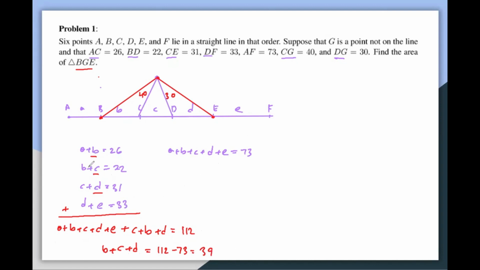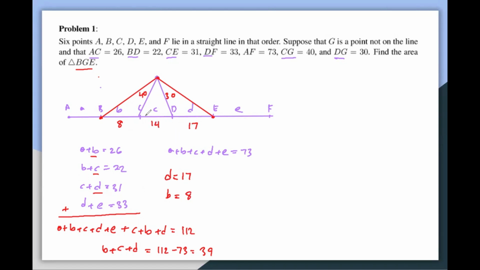Okay, so now we can find the pairwise lengths. Since we know BC is 22, to get 39 after adding D, 22 subtracted from 39, you will get D, 39 minus 22, which is 17. And then C plus D is 31. So B, C and D is 39, so that means B is just 8. Let me write those. So B is 8, and D is 17. And then we need C as well. C plus D was 31. If this is 17, that means this is actually 14.